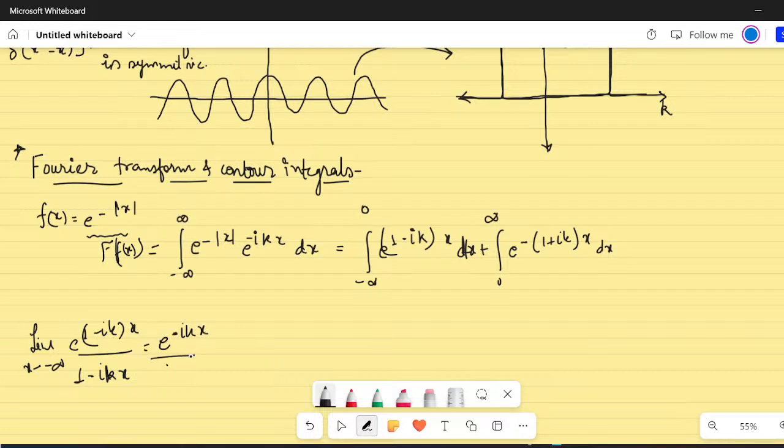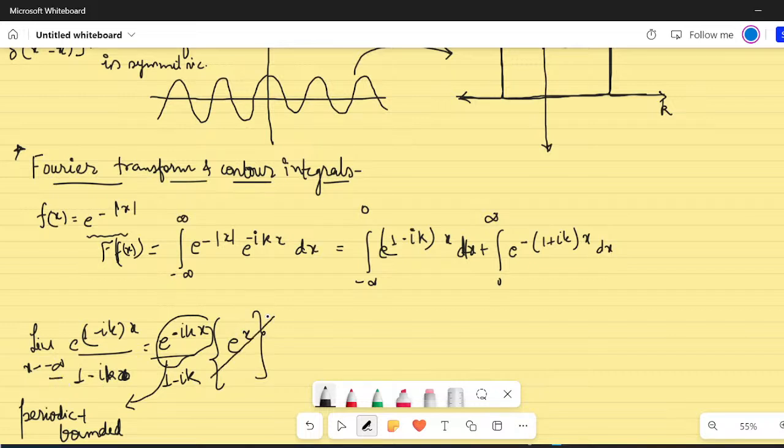Forget about it, because this particular part is a periodic function and a bounded one. So I'll write it as a periodic plus bounded function. And the remaining part is 1 upon 1 minus iota k, so it's again a constant. Forget about it. There would be some e to the power x, and as x tends to minus infinity, this will go towards 0. So 0 into any bounded function which will have finite bounds. Overall this particular part will become 0 as x tends to minus infinity, and similarly as x tends to infinity this would become 0.